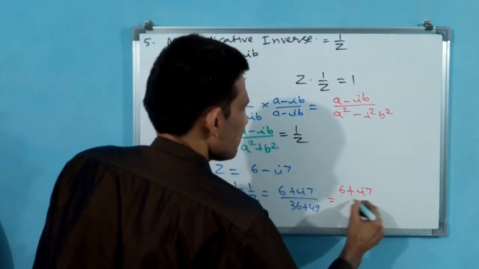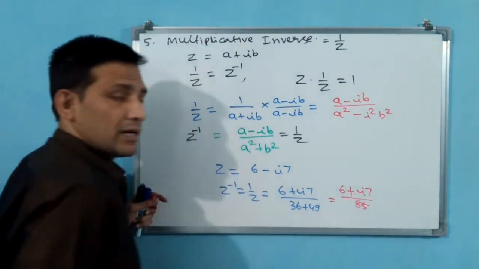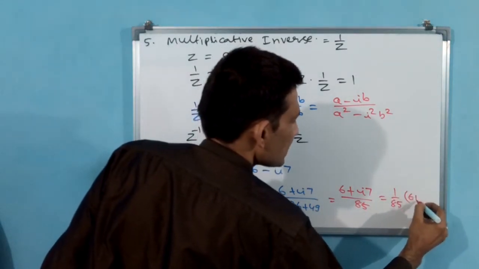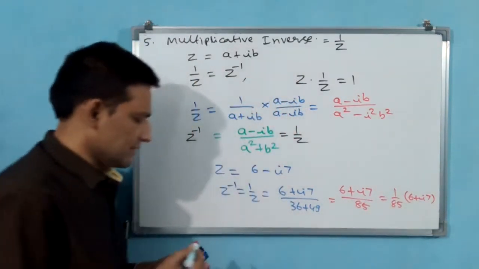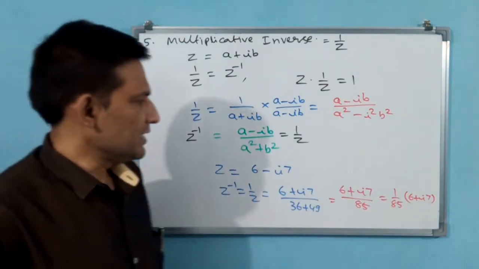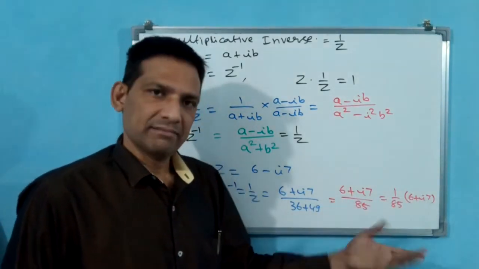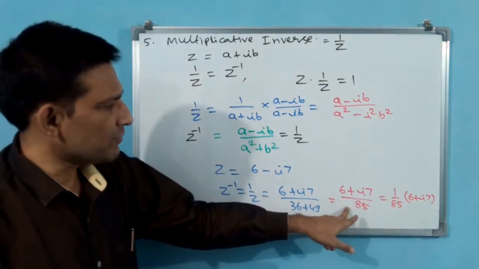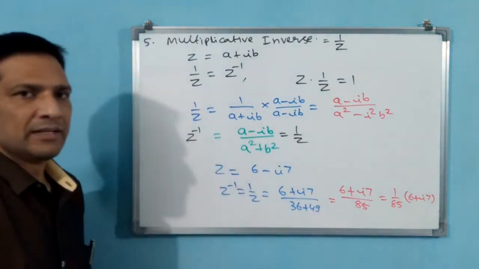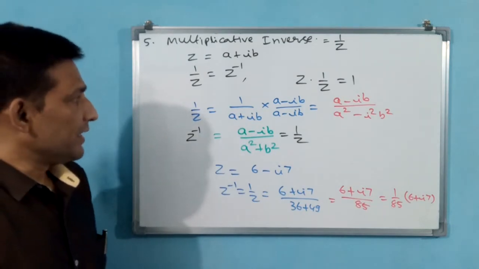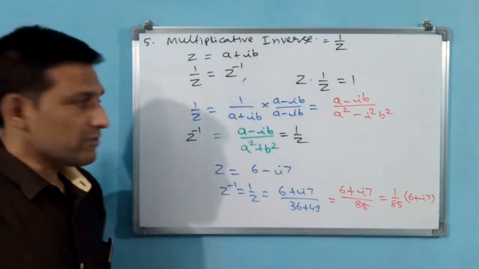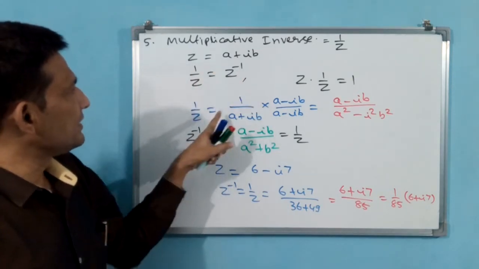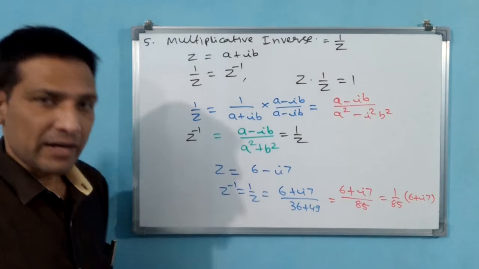6 plus i7 by 85. And this number you also can write like this, 1 by 85 into 6 plus i7. Both are same. Why? Because dividing and multiplying, the same result is going to come. That is why you can write in this form also or in this form also. Both are same. Okay. Now we understood multiplicative inverse. Finally, we want to see whether 1 by z into z, here 1 is going to come or not. We have not yet seen.